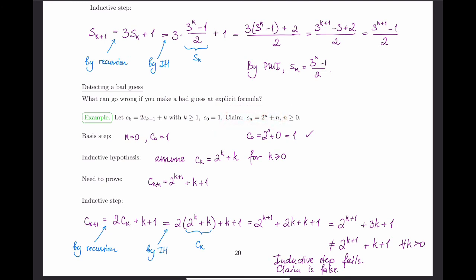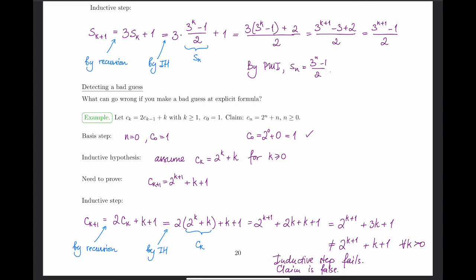So in detecting a bad guess, again, you might have a basis step that is not going to work, and that's the easier scenario because then you know right away not to proceed. Or you will proceed all the way through and essentially at the very end find out that what you're able to simplify the expression to and what you want to simplify the expression to are not equal, which means that what you're trying to prove is not actually true.